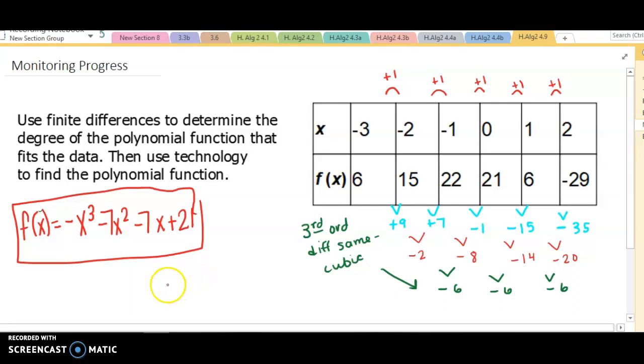All right, so this is the answer you should have gotten for the monitoring progress. You first should have looked to make sure these all increase by the same number, and they do, they all increase by 1. Then you need to find that the third order differences are the same. So you put this in your calculator, go to cubic regression, and this is what your calculator should spit out at you.